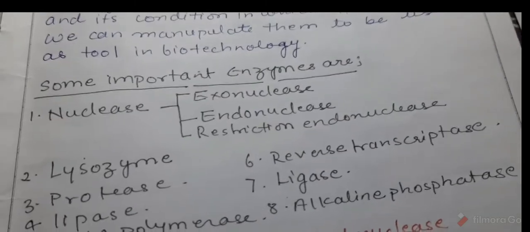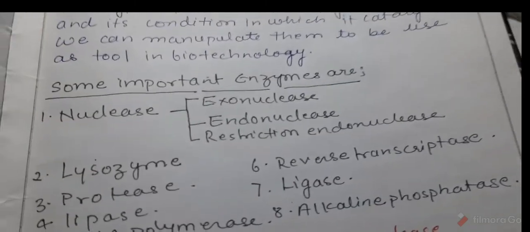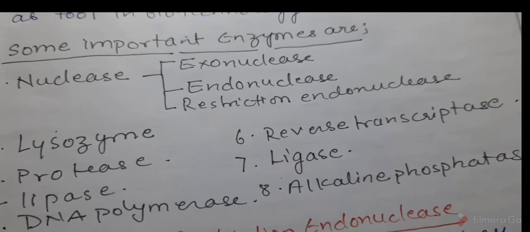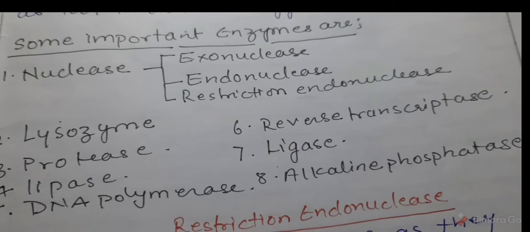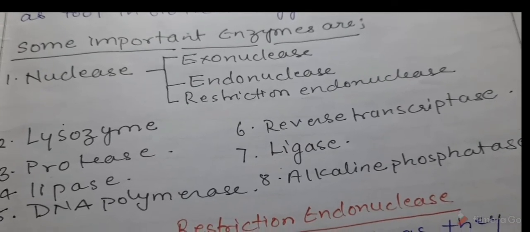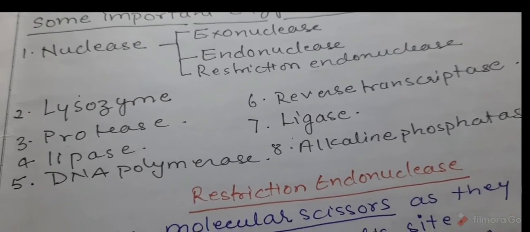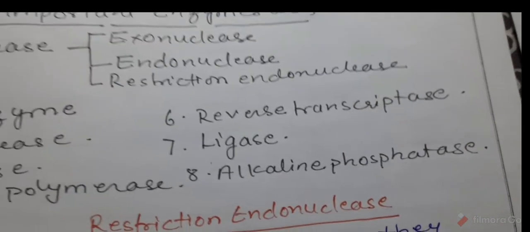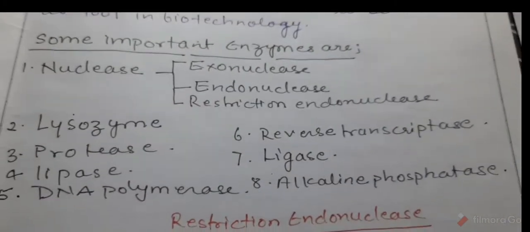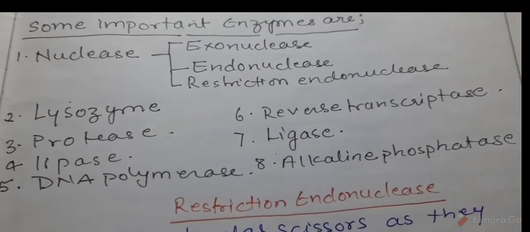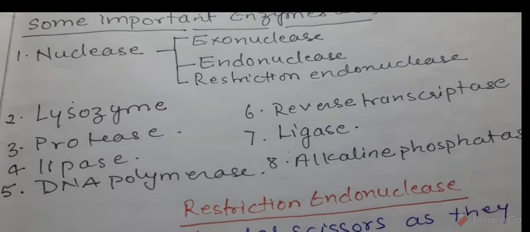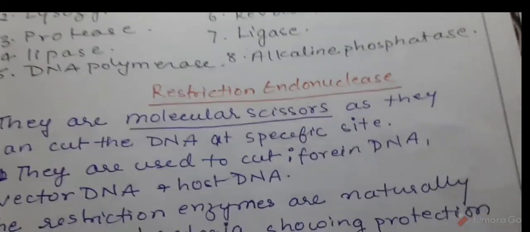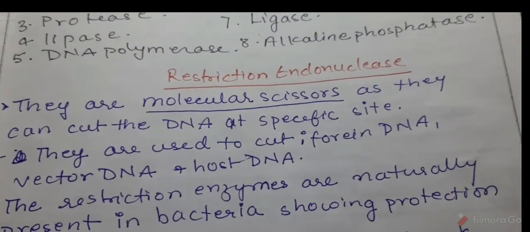Now there are many enzymes that we are using. Some of the important enzymes are nuclease, exonuclease, endonuclease, and restriction endonuclease. Then lysozyme, protease, lipase, DNA polymerase, reverse transcriptase, ligase, alkaline phosphatase. We have already gone through these enzymes and how they are responsible for reaction catalysis. We'll be discussing briefly the restriction endonuclease.